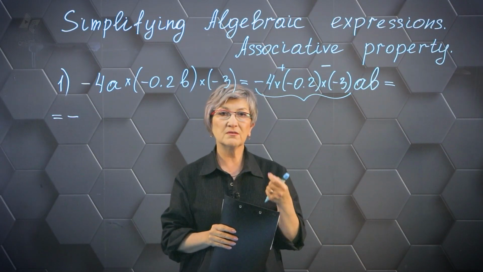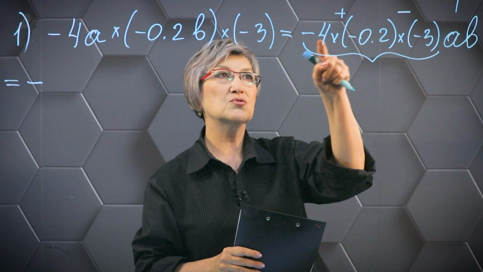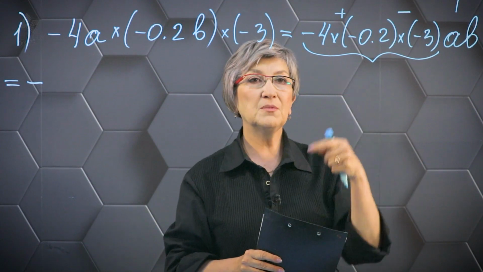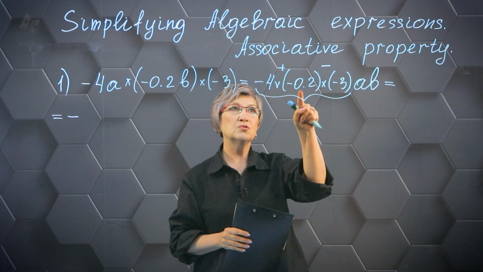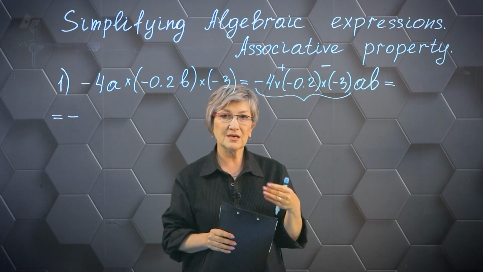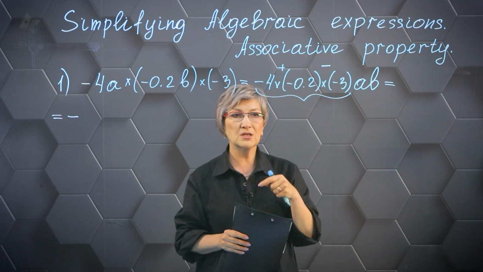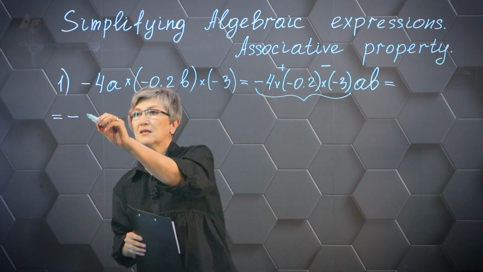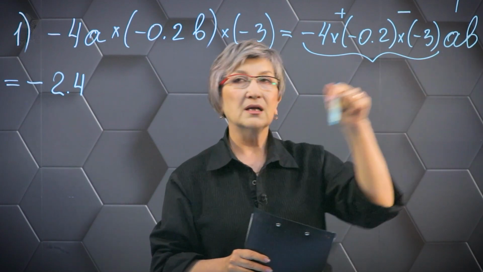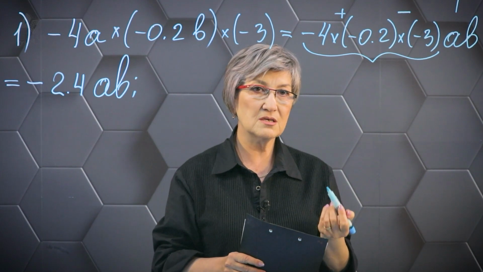But if you don't feel comfortable using this rule, you can figure out what sign the result is, as we did. We multiplied minus by minus. We got plus, plus multiplied by minus. We got minus. Now we're going to multiply the numbers. Multiply 4 by 0.2 and multiply it by 3. In this case, you can multiply in a rational way. 4 times 3 is 12, and 12 times 0.2 is 2.4. We have written down the sign as negative. Next, we write down the letter part of AB. The result is minus 2.4 AB.